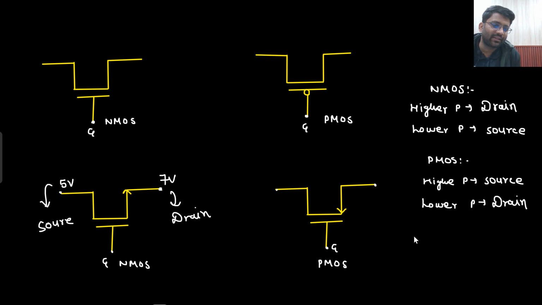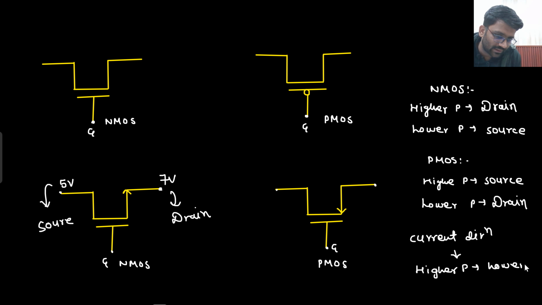And what will be the current direction? You let me know what will be the current direction. Someone would say that, sir, in case of NMOS, it is from this point to this point. Nothing like that. Current direction is always from the higher potential to lower potential. That's it.